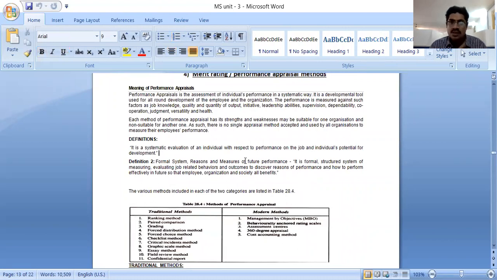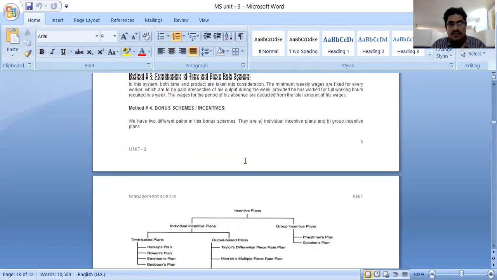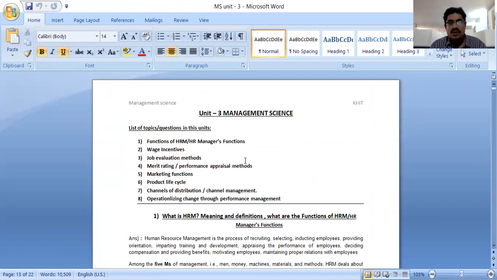Hello friends, already I told you in the previous class, we have unit 3. In this previous class, we discussed functions of HRM or functions of managers. So today's class is merit rating or performance appraisal, right? It is a very important topic.